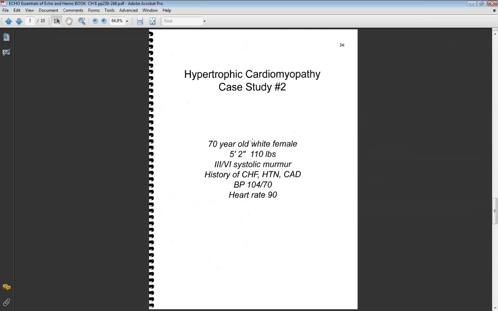Case study number 2, you have a 70-year-old white female, 5'2", 110 pounds, again with a systolic murmur, history of CHF, hypertension, coronary artery disease with low blood pressure, and a heart rate of 90, which is a little increased.